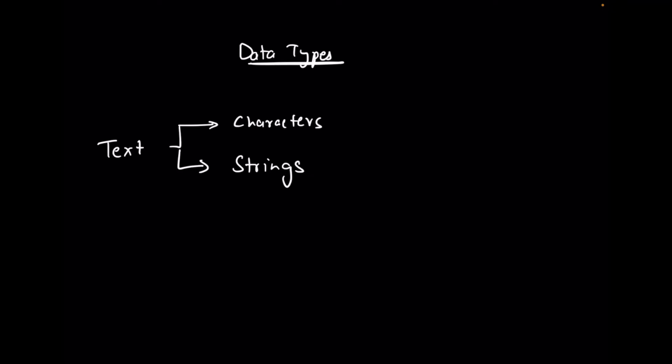Since characters and strings are so interrelated in their definition, most programming languages implement them in terms of one another. For example, some programming languages think of strings as a sequence of characters, and that's how strings are implemented. Other programming languages think of characters as strings of unit length, and that's how characters are implemented.